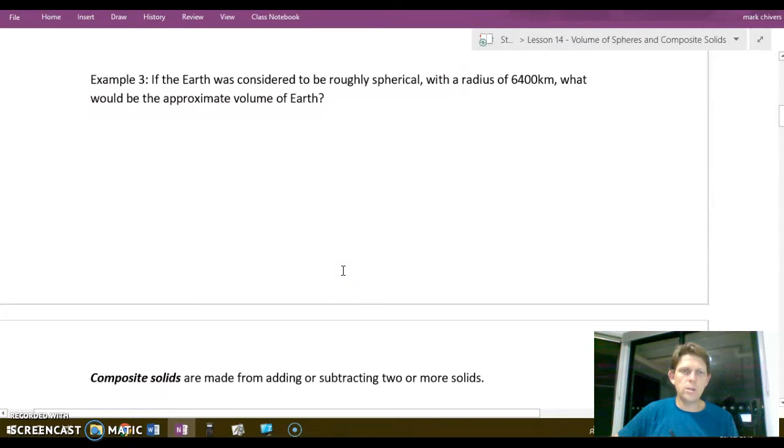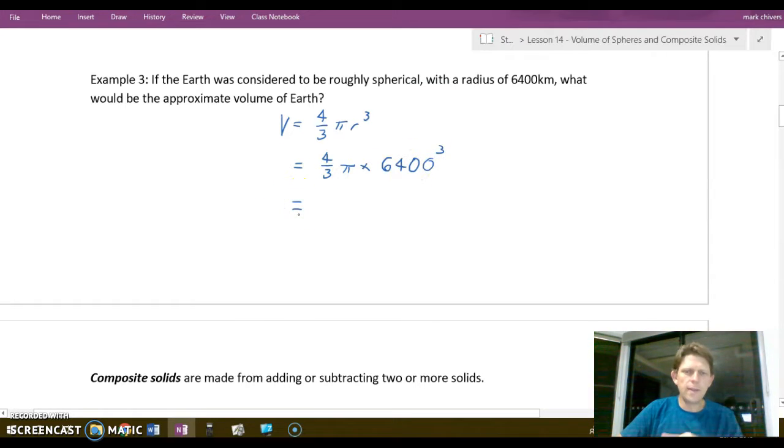Okay, so for the next question, if the Earth was considered to be roughly spherical with a radius of 6,400 kilometers, what would the approximate volume of the Earth be? Well, if we're going to assume the Earth is a sphere, we just have to use the formula for the volume of a sphere. So 4/3 of pi r cubed. So once again, we can just add in that one value that we don't already have, and they said radius, so that's the right number. I don't have to worry about halving it. We're not talking about a diameter here.